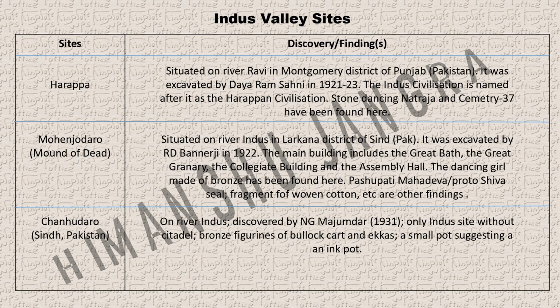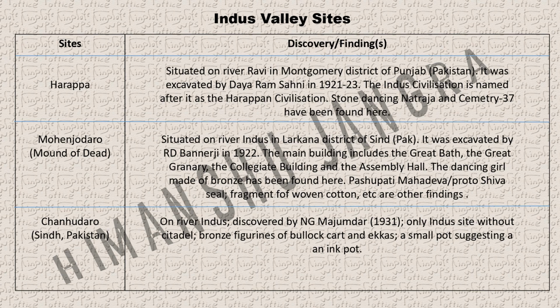Mohenjo-daro. Mound of the Dead. Situated on the River Indus in Larkana district of Sindh, Pakistan. It was excavated by R.D. Banerjee in 1922. The main buildings include the Great Bath, the Great Granary, the Collegiate Building and the Assembly Hall. The Dancing Girl, made of bronze, has been found here. Pashupati Mahadeva / Proto-Shiva seal, fragment of woven cotton, etc. are other findings.